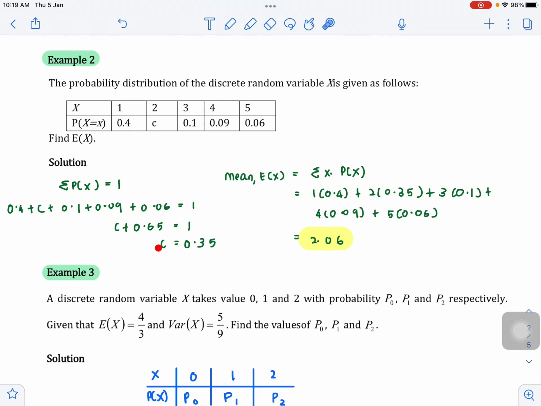So once you get the C value, you can find the E(X), expected value of x. Using this formula, summation of x p(x), 1 times 0.4 plus 2 times the C value just now, 0.35, plus up until 5 times 0.06. Then calculate all this, brings you the answer 2.06. Okay, the third pattern of the question.